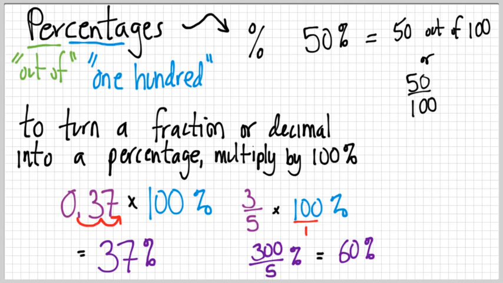To go back, you can just drop your percent sign and move your decimal point over. Or if you have 60%, you just put 60 over 100 to turn it back into a fraction, and simplify, and you will get 3/5.